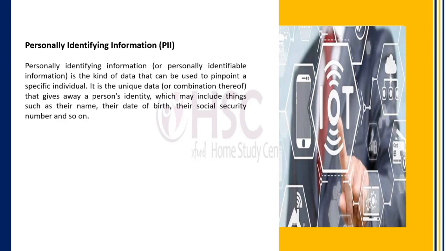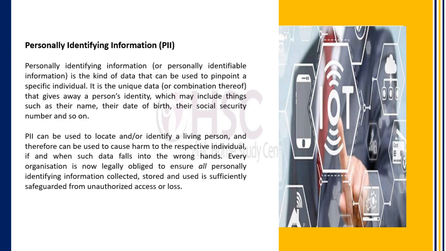Personally identifying information, PII. Personally identifying information, or personally identifiable information, is the kind of data that can be used to pinpoint a specific individual. It is the unique data, or combination thereof, that gives away a person's identity, which may include things such as their name, their date of birth, and their social security number, and so on. PII can be used to locate and/or identify a living person, and therefore can be used to cause harm to the respective individual if and when such data falls into the wrong hands.